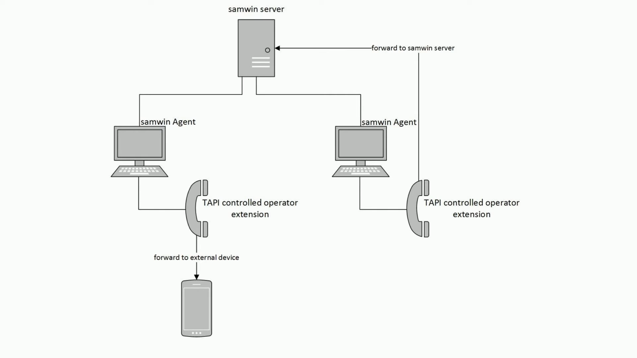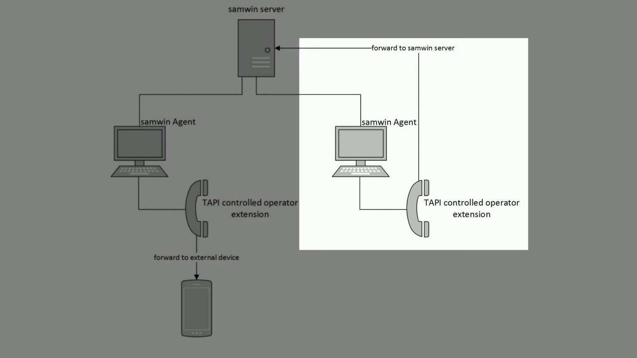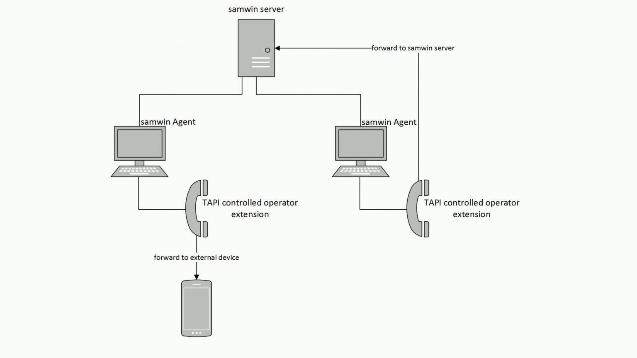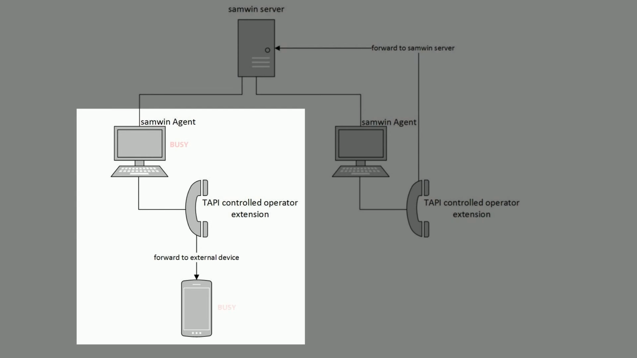The handling of forwards on topic-controlled operator extensions has been changed. If the forwarded call reaches samwin, a transfer will be initiated and the forwarded call is redistributed like a new inbound call, thus the agent will be available again. If the forwarded call does not reach samwin but still gets connected, the agent can continue to handle the call the same way as when using a non-controlled physical extension and will stay busy as long as the call is connected.